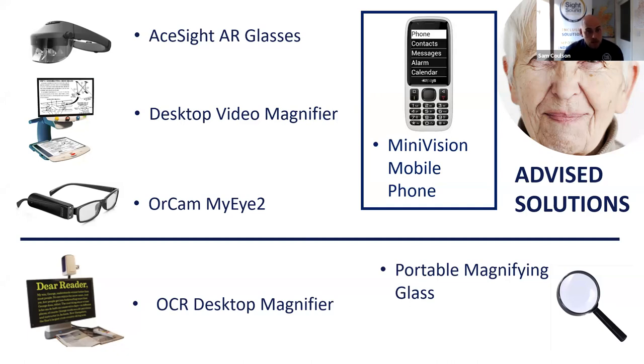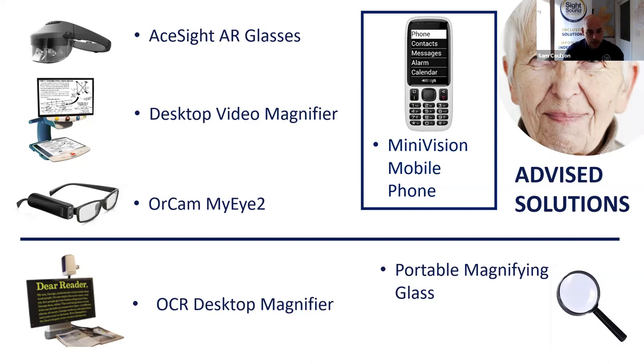Also there, we've got the desktop video magnifier. This is perfect, again, for Catherine. It allows her to monitor the color, the contrast, the magnification. And it's very simple and intuitive to use as well. There's not many complicated features with this. It's got a movable table, and it will allow her to magnify any text underneath there. So it's perfect. And these have been around for a long, long time. They're very, very popular, and they're still around for a reason.